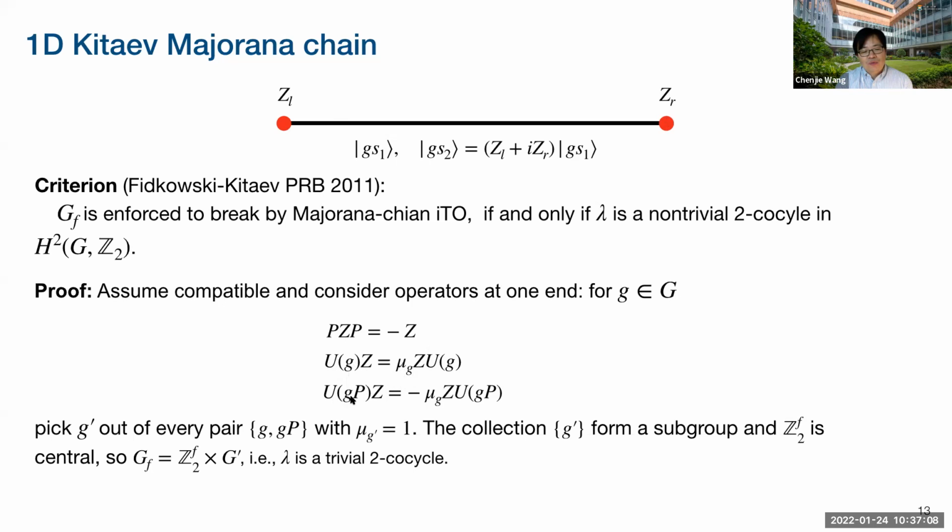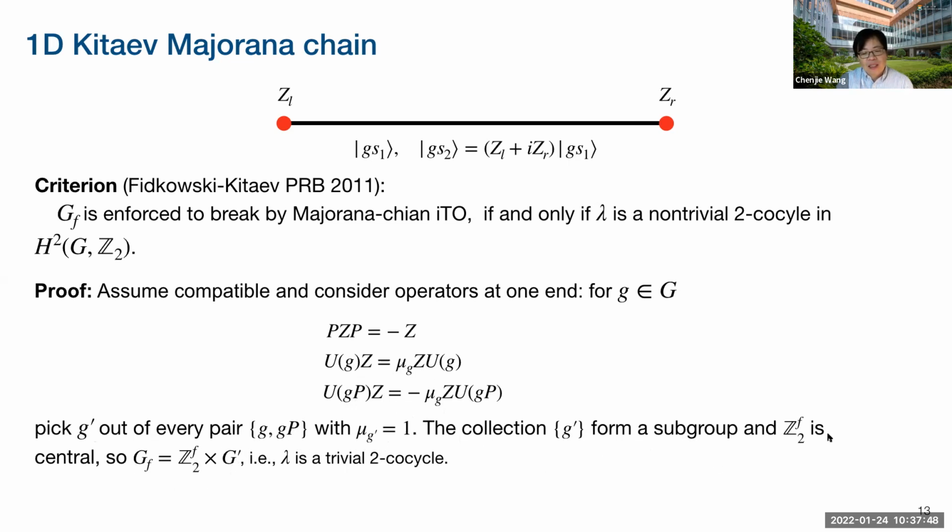But then for the element g multiplied by gp, because this is a representation, we can split it off by p. Because p anti-commutes with f, we get an extra minus sign. So that means that we can pick one g prime out of every pair g and gp, so that one of them must be 1, right? Mu g and minus mu g, one of them must be 1. So let's pick the one with mu g prime equals 1. And collectively, all these g prime form a subgroup. This subgroup is actually isomorphic to this. I denote it as g prime.